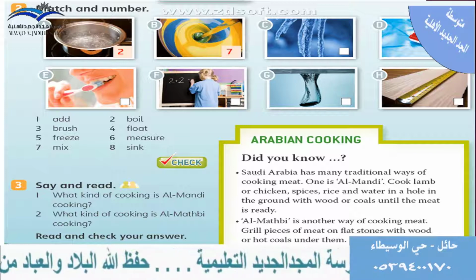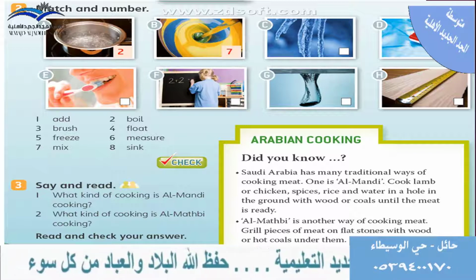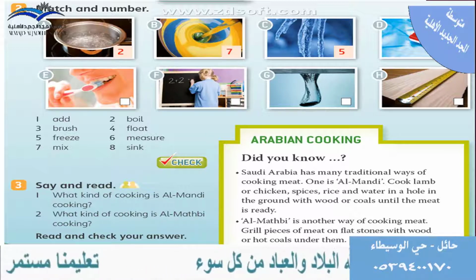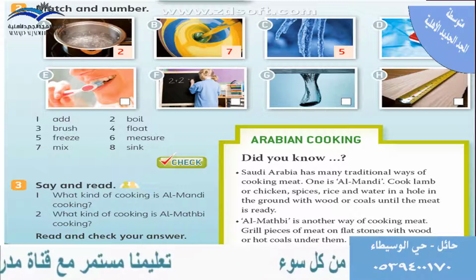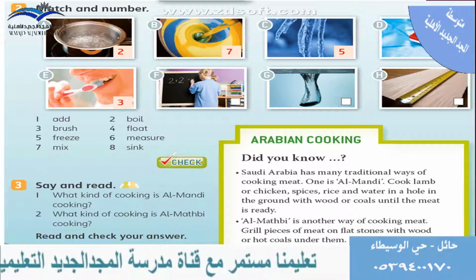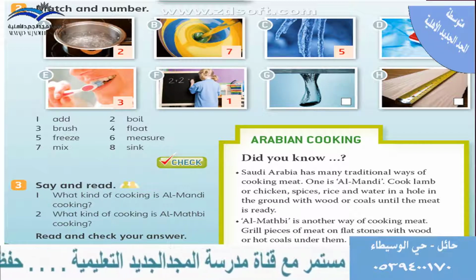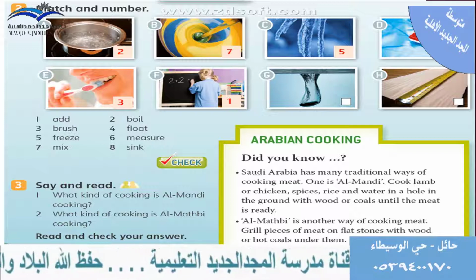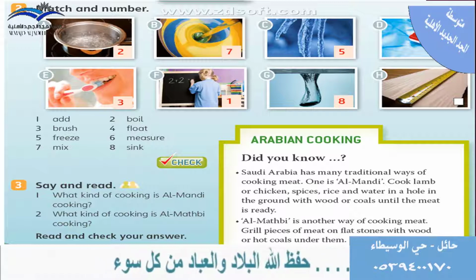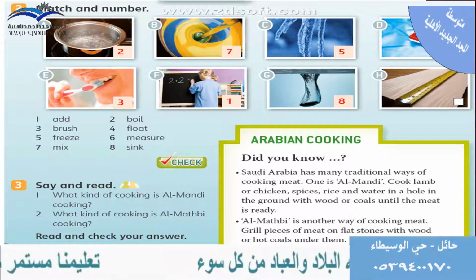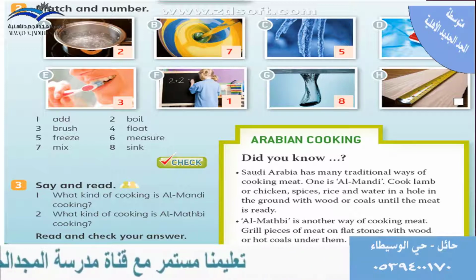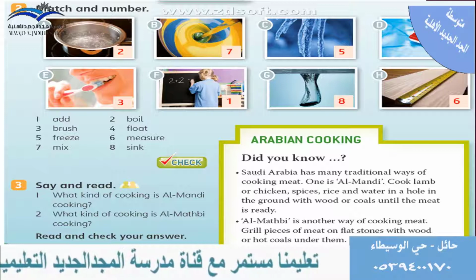It will be number 7, number B. Sink, يغوص. So this is the answer. Number C, freeze. Number D, float, يطفو. Number E, brush. F, add, يضيف, or plus. Number G, sink, يغوص. If you put metals in water or a rock or stone in water, it will sink. The last one, measure, يقيس.